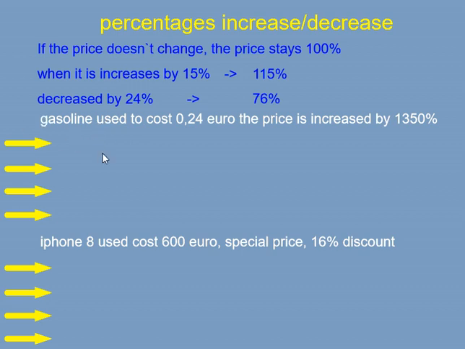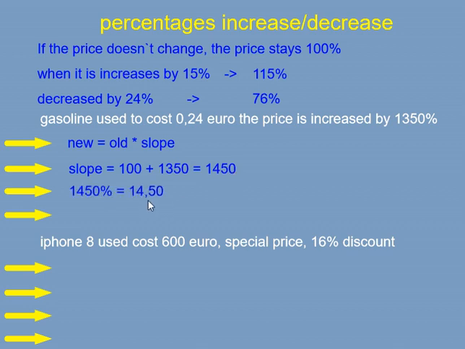I'm going to continue. You're going to use the formula new is old times slope. Of course, the old number is 0.25, but what is the slope? When nothing changes, it stays at 100%. It is increased by a lot, 1350%. So that means the new percentage is 1450, and the slope is 14.5. So 0.25 is the old one, the slope is 14.5. It's €3.48.